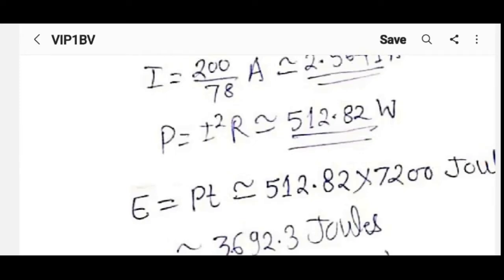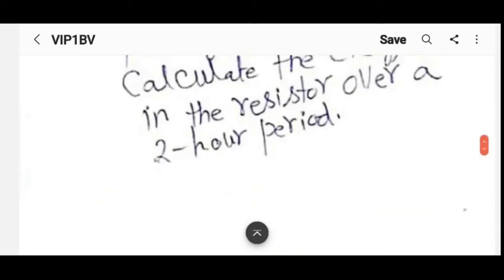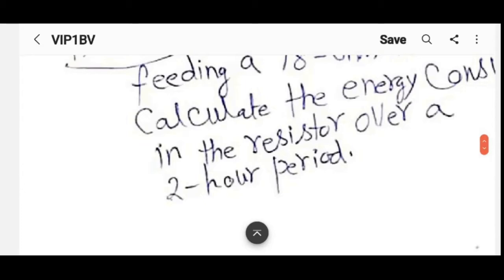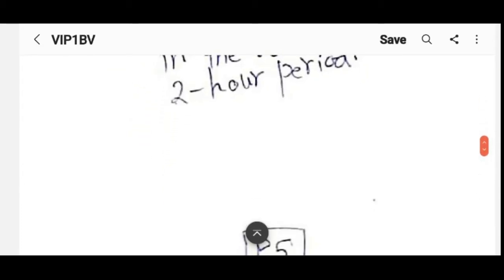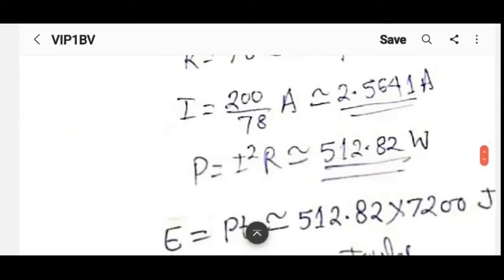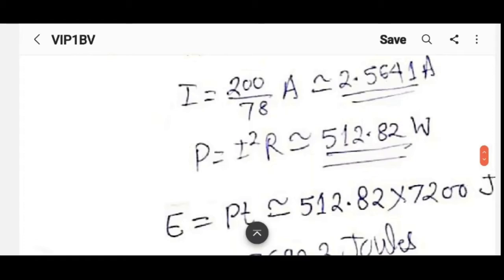So you take watts multiplied by time in seconds. How much is the time? 2 hours. So 120 minutes multiplied by 60. So many seconds.